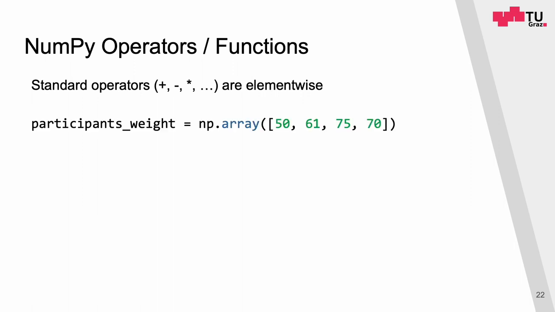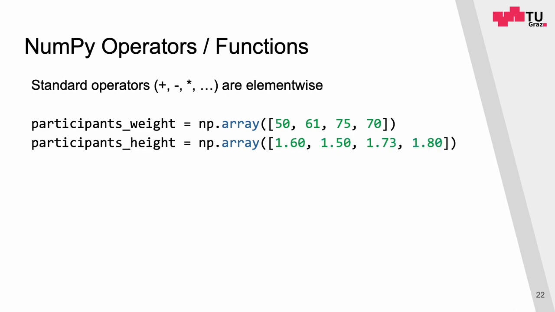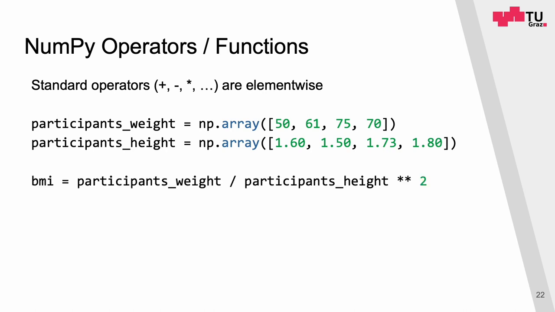So we can define a vector participants weight, for example, which holds the values of 4 participants, namely the weight of 4 participants in kilograms. And we can define another vector, participants height, which holds the height in meters of the 4 participants. And then we can calculate the BMI for each participant by just writing participants weight divided by participants height squared.